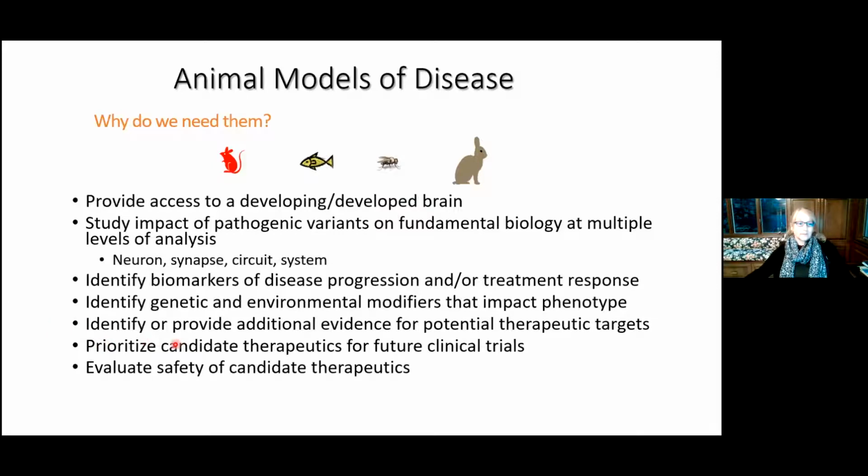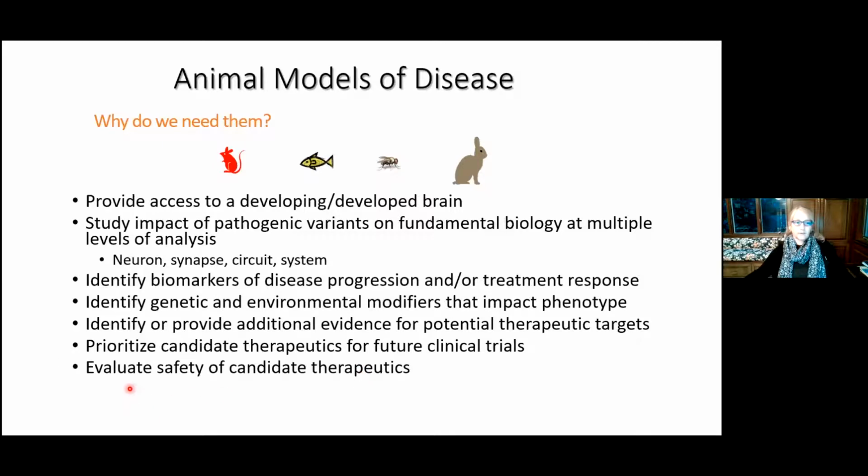We can also try to provide additional evidence or identify novel therapeutic targets. And the animal models can really help prioritize candidate therapeutics for future clinical trials. So if you have multiple analogs of a specific novel compound, you might make a decision on which one to take forward based on some of the animal studies.